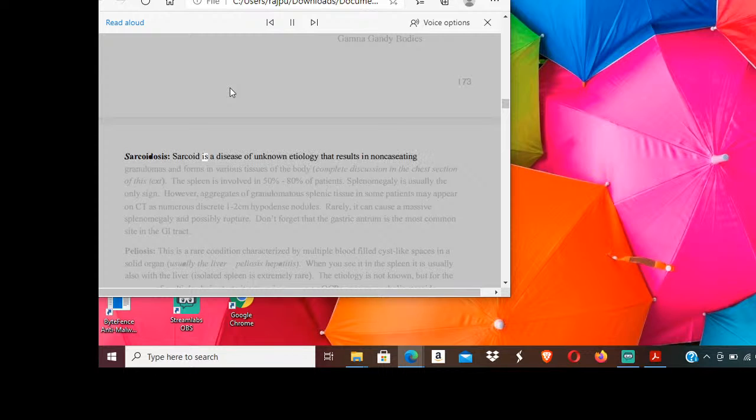Sarcoidosis. Sarcoid is a disease of unknown etiology that results in non-caseating granulomas and forms in various tissues of the body. Complete discussion in the chest section of this text. The spleen is involved in 50 to 80% of patients. Splenomegaly is usually the only sign.